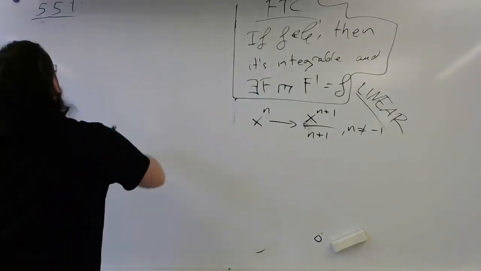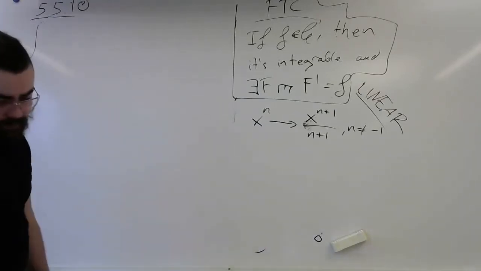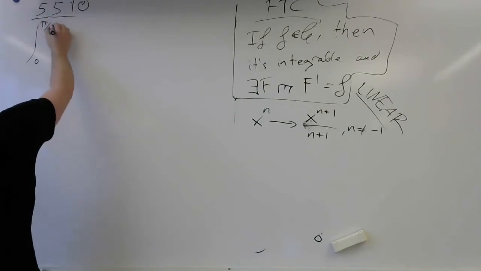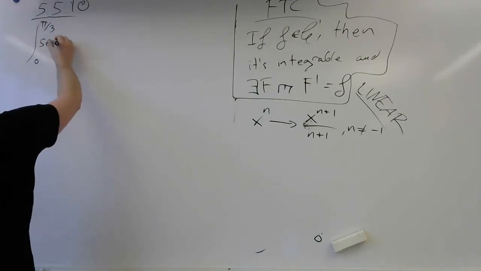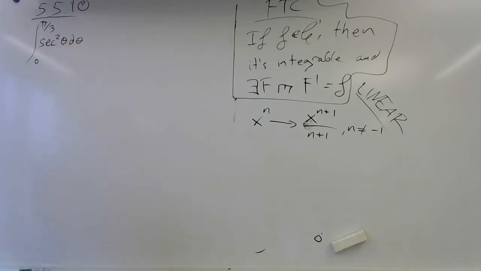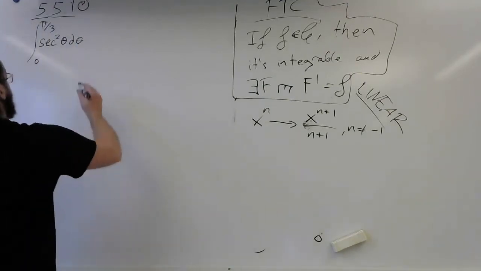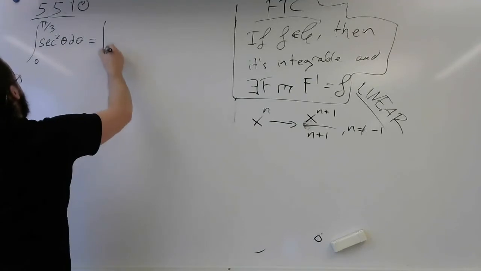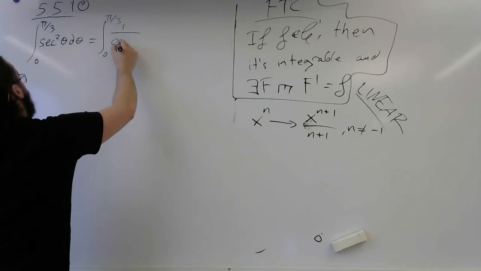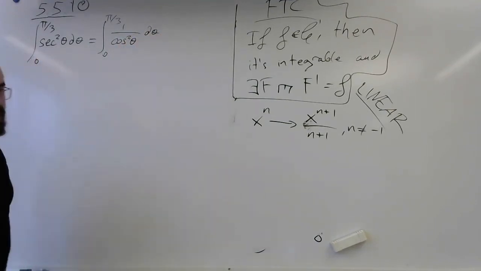We're moving on to number 10. The integral from 0 to pi thirds of secant square theta, differential of theta. Now, what do we do here? First of all, we figure out what this secant thing is. Much better.